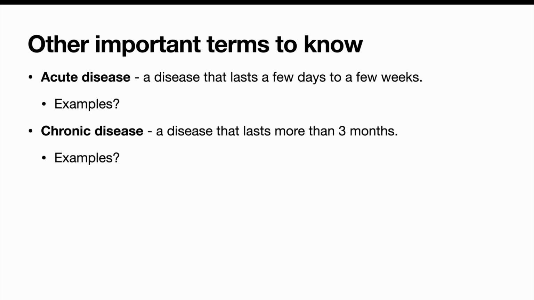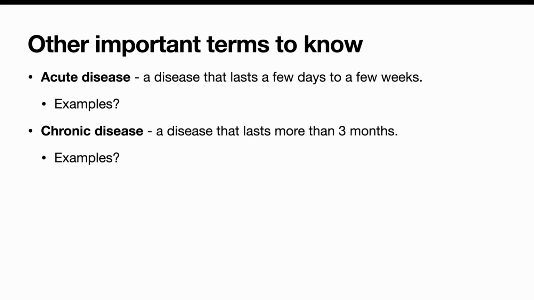We do have some other important terms to know. We have acute disease versus chronic disease. So acute disease is a disease that lasts a few days to a few weeks, and this is like your high school geometry teacher used to say, "Oh, what a cute little angle," when they were talking about an acute angle, right? It's a very short illness. Whereas a chronic disease is a disease that lasts for more than 3 months.